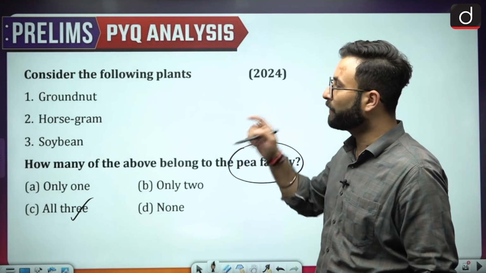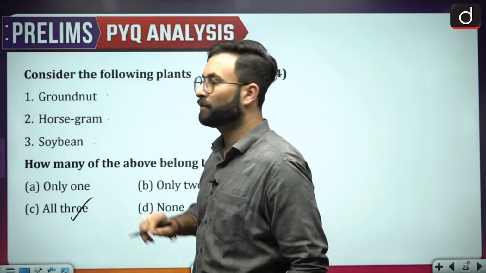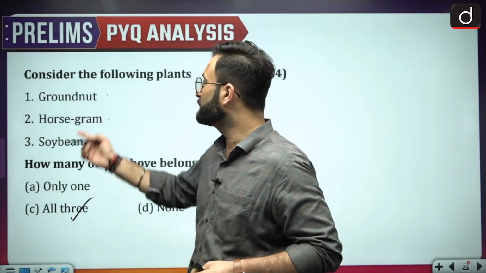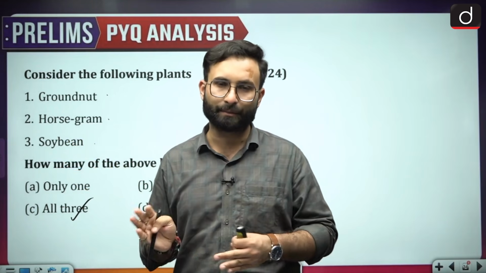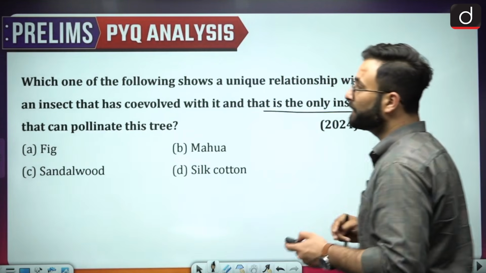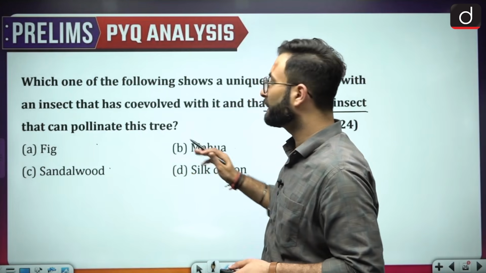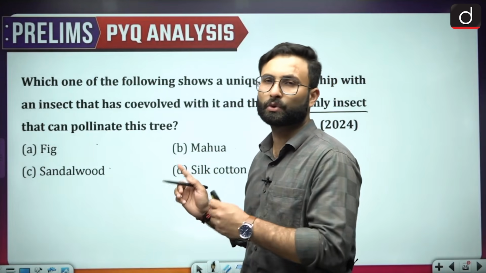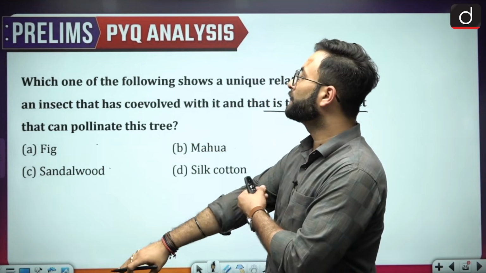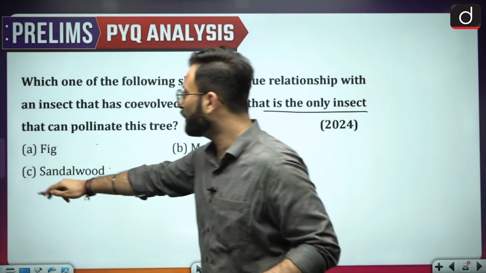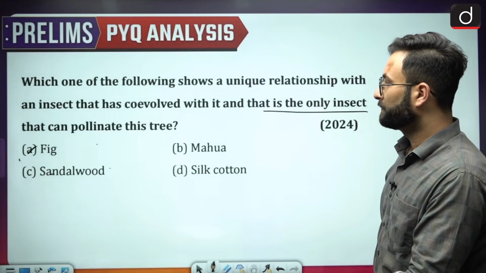Now here, I would suggest that you go for more detailed notes on groundnuts, horse gram and soybean, because from the agriculture point of view also that can be important for you. Okay, so that is one thing. Here they have mentioned four options: fig, mahua, silk cotton and sandalwood. So you should go through these four flora as well. Here, option A is your right answer, that is figs.